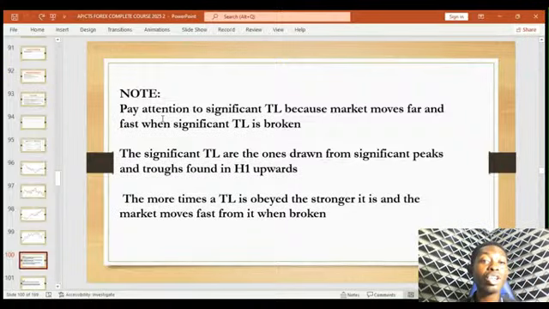Last year, this strategy alone, this last statement alone, in 2025, fetched me more money than anything else. The more a trend line is obeyed, the stronger it is, and the market moves far from it when broken. I like it. That is the whole class on its own. And I have a strategy on it.